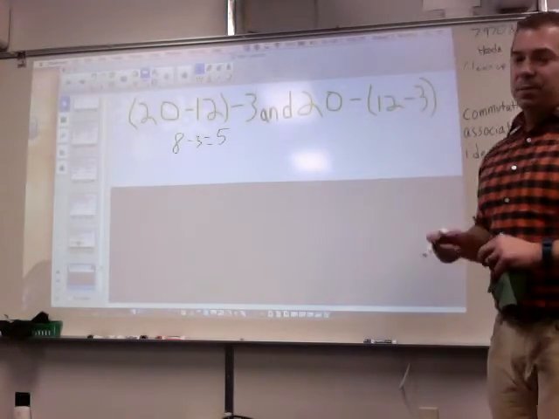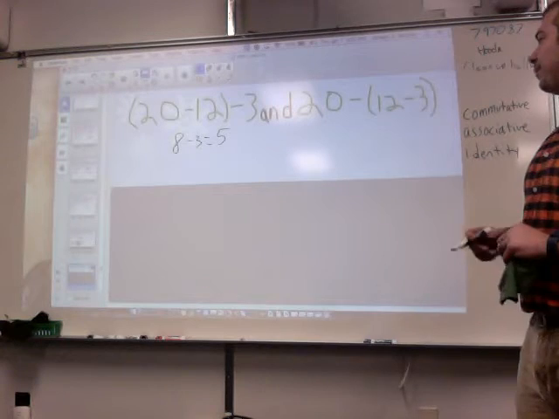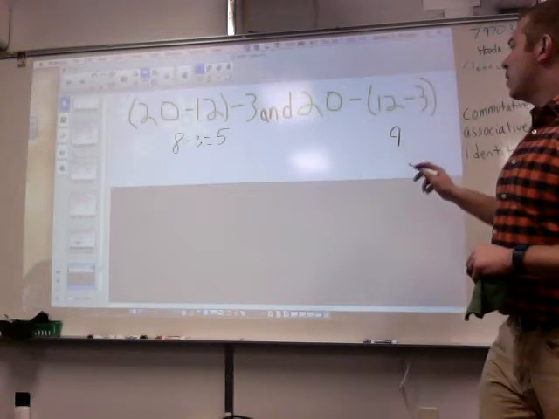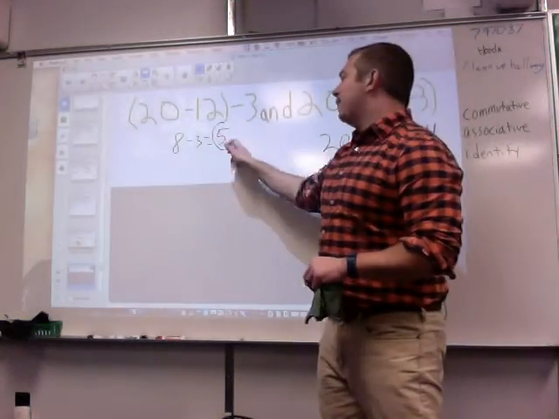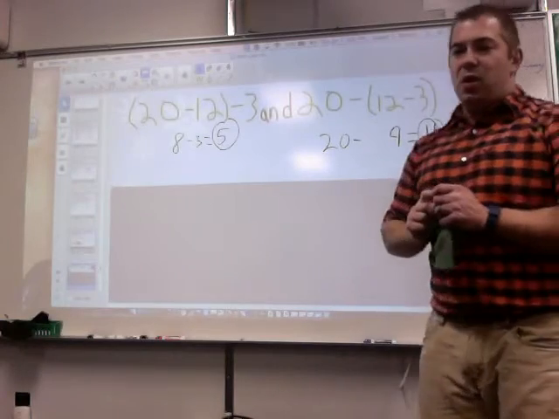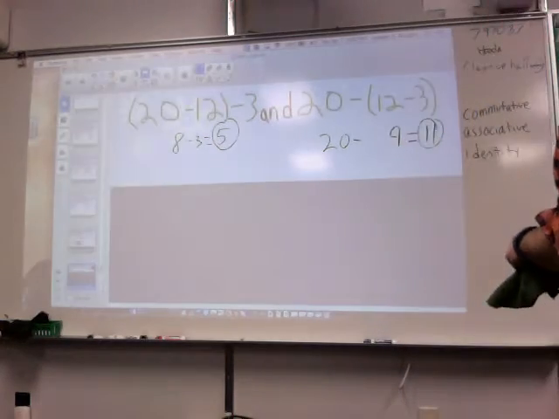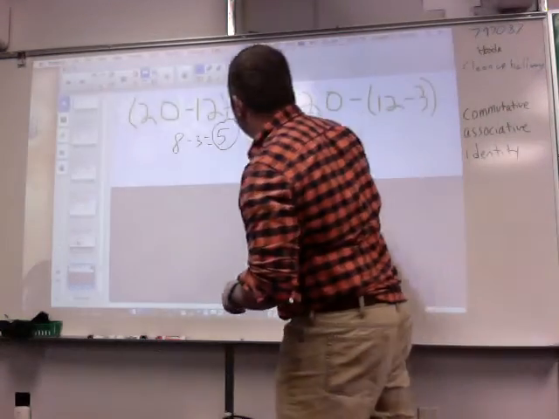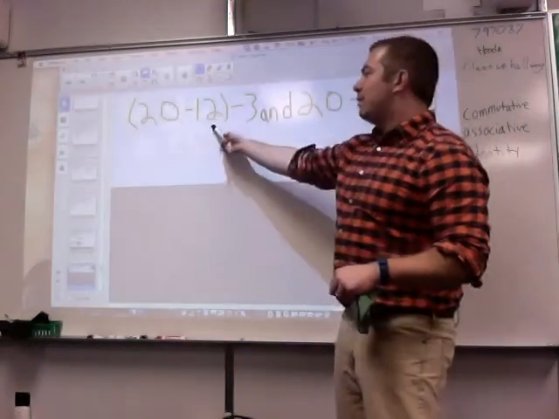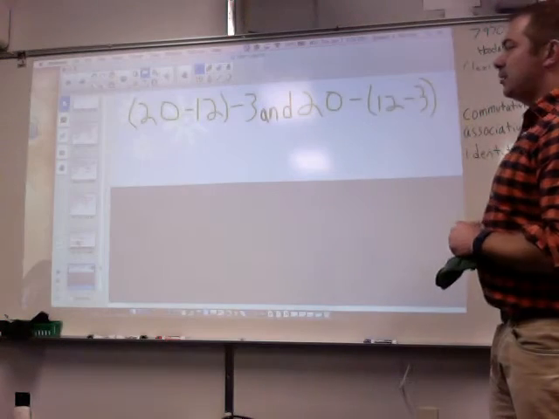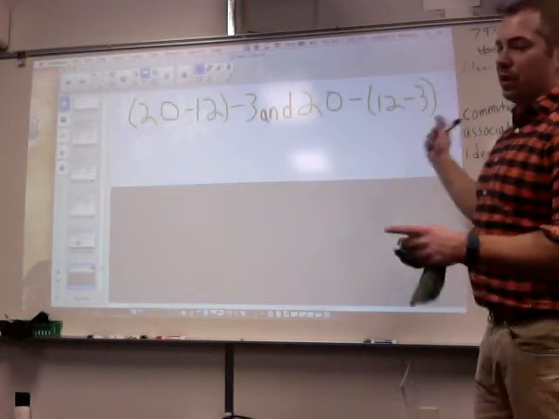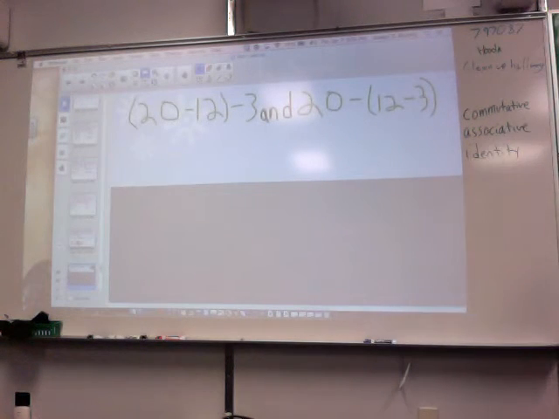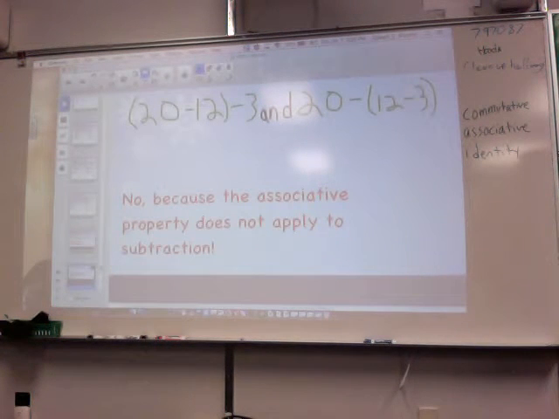Let's do this side now. I have to do parentheses first. We have PEMDAS here. 12 minus 3 will equal 9, and 20 minus 9 equals 11. So 5 does not equal 11. So I'm going to say no, these are not equivalent, and that's because the associative property does not pertain to subtraction. Even though we have 20 minus 12 minus 3 and 20 minus 12 minus 3, it's different because we have to follow PEMDAS, so 12 minus 3 was done first here, and the order does matter for subtraction. Let's check and see what I put down below. No, because the associative property does not apply to subtraction. All right, moving on.